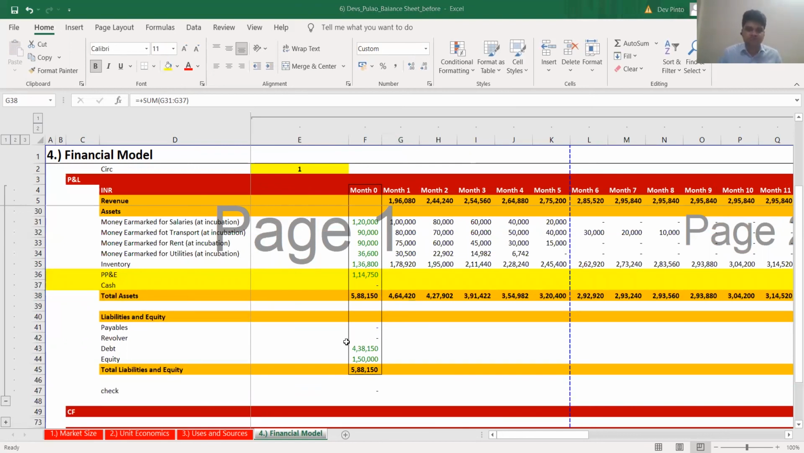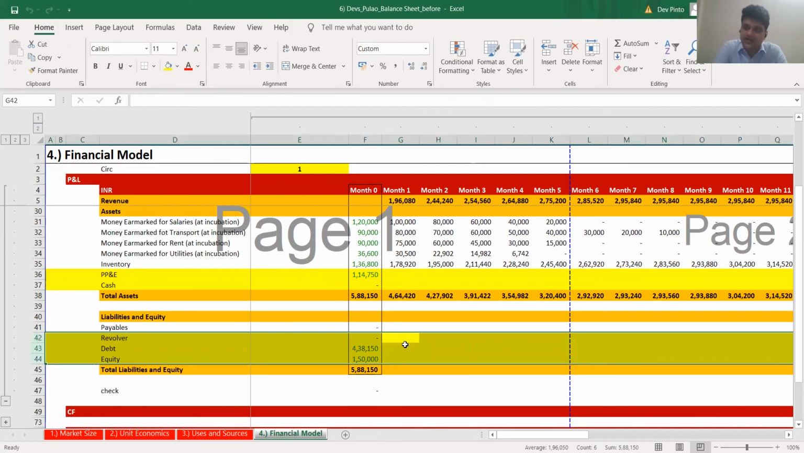On the liabilities and equity side, let's cover revolver, debt, and equity later on in the debt schedule and the cash flow statement, because these are more financing items and we can't really model them at this juncture, but don't worry about them. We'll come back to them.